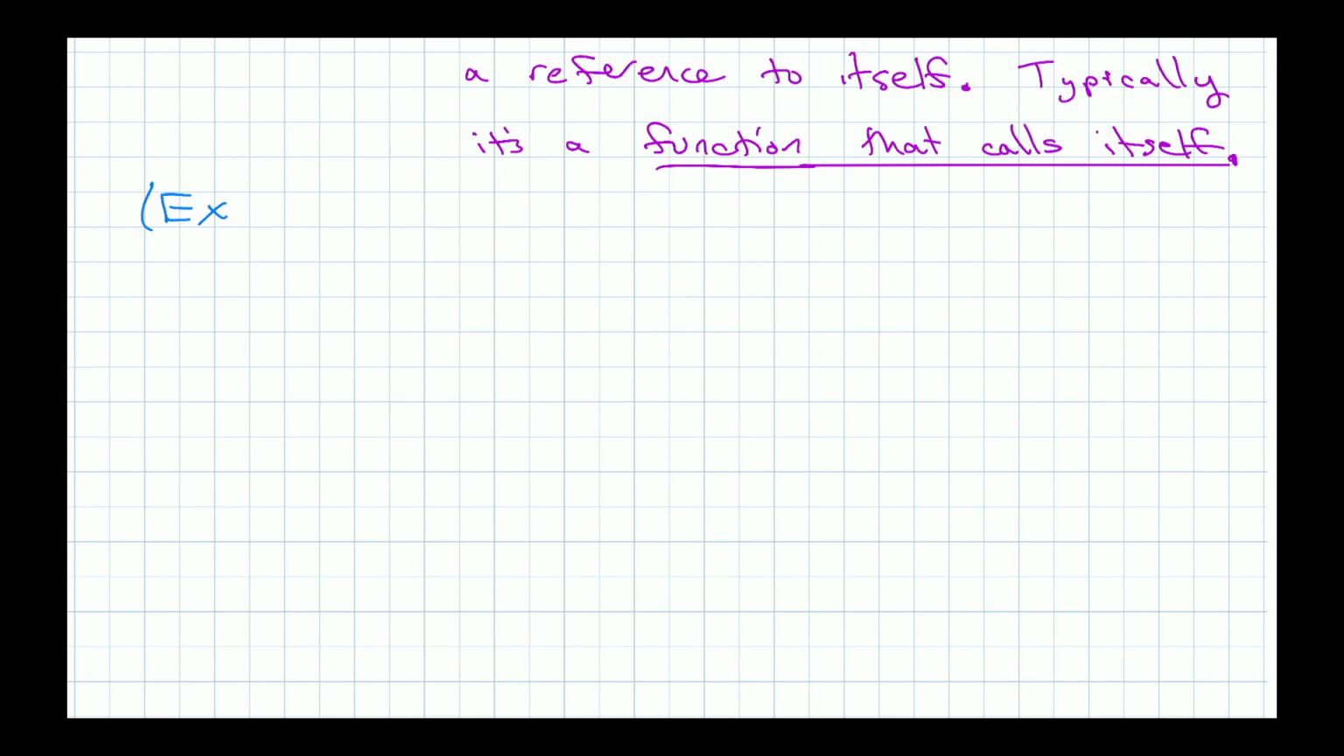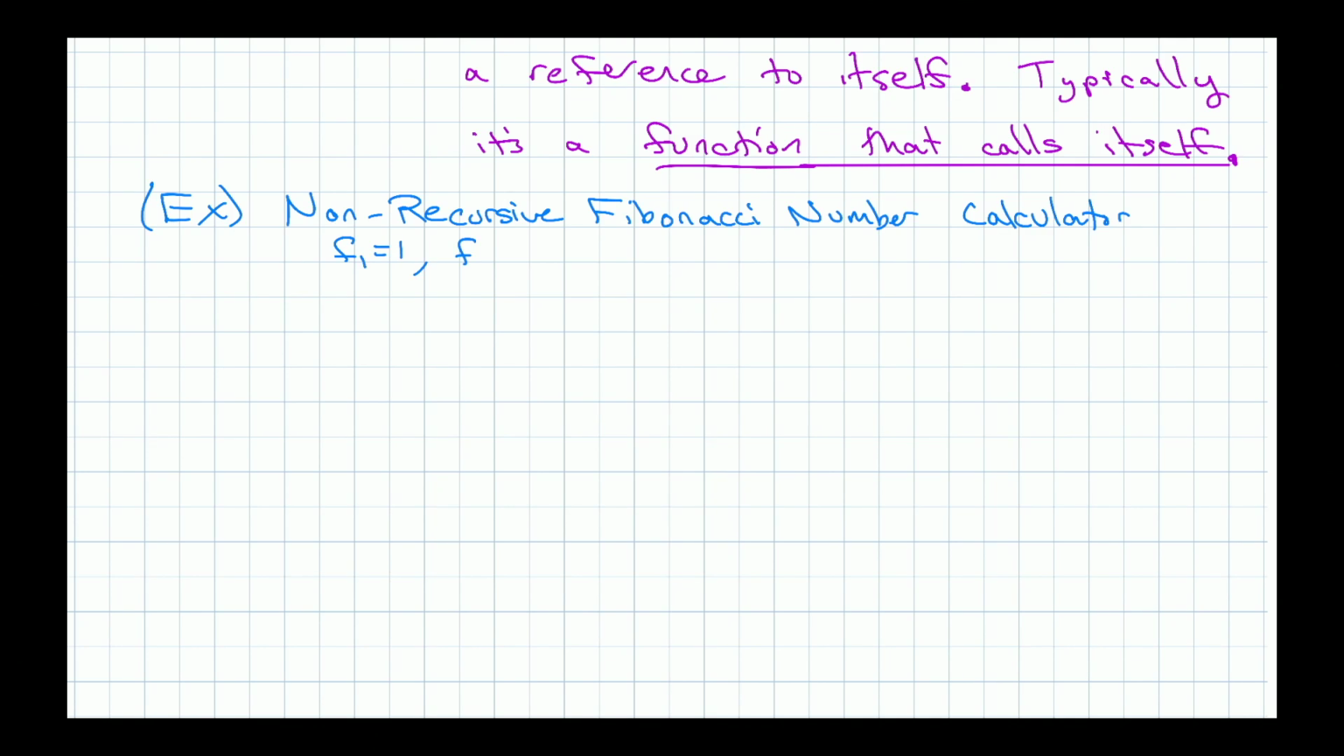So here's an example. You guys have computed Fibonacci numbers before, right? A non-recursive Fibonacci number calculator might work like this. I'm going to write MATLAB code here, but let's just remember what Fibonacci numbers are. The idea is F1 is 1, F2 is 1, and then after that, Fn is Fn minus 1 plus Fn minus 2, right?